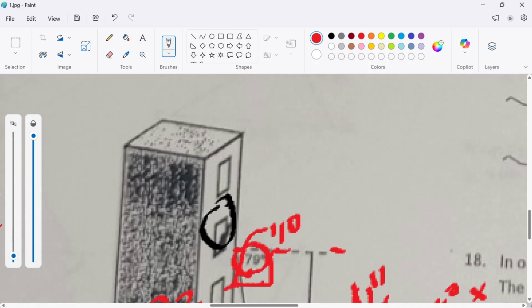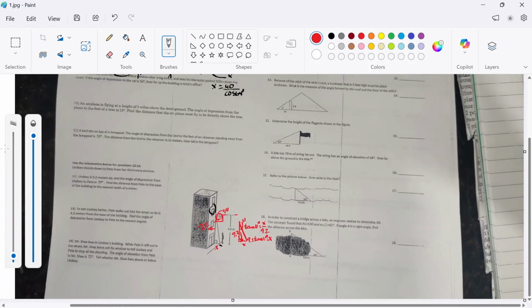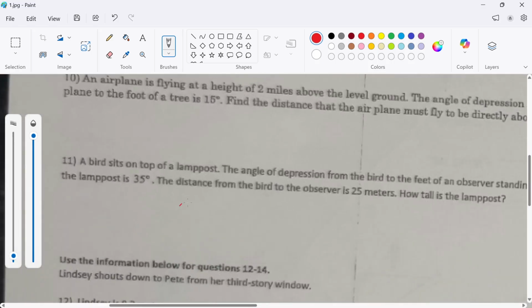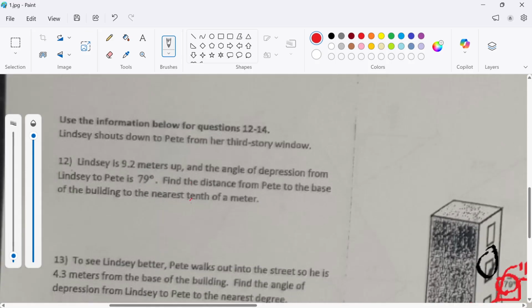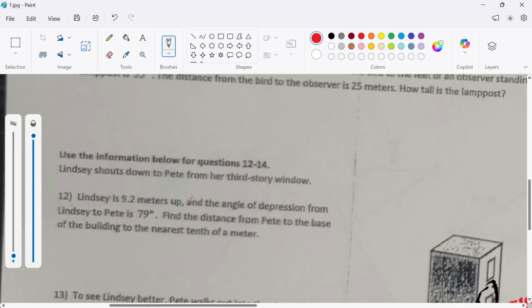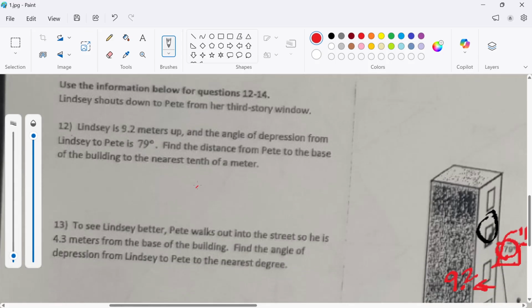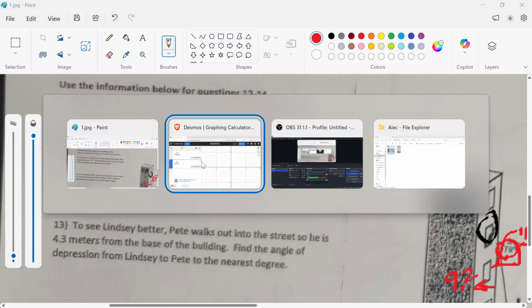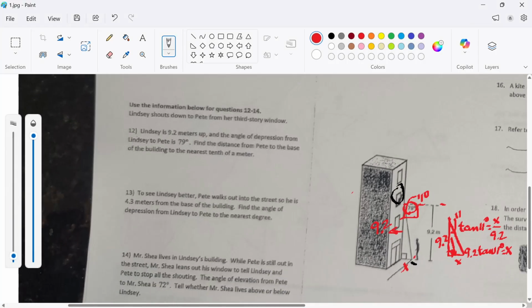And let me see, does it say what I have to round to? Find the distance. It doesn't say. So I'll just, let's see, it gives 9.2. I'll round it to the nearest tenth. And so now I'm going to put that in there.